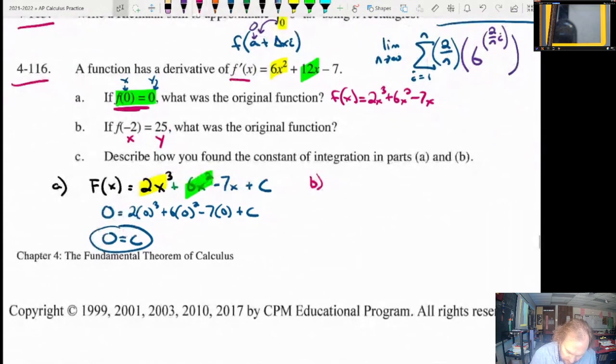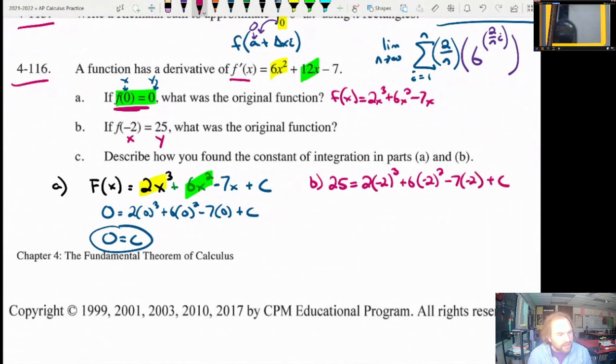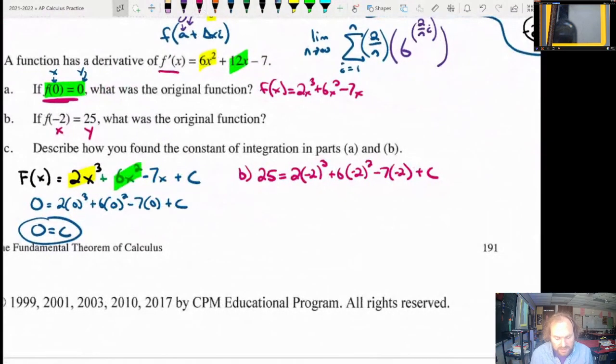So this time, we're going to do the same kind of exercise. 25 is going to equal 2 times negative 2 to the third power, plus 6 times negative 2 squared, minus 7 times negative 2, plus c. Again, they've given us x and given us y, and now we have to solve for c. It's going to be the exact same function as problem A, but it's going to have a plus or minus some number at the end of it. And that's the goal, to find that number.